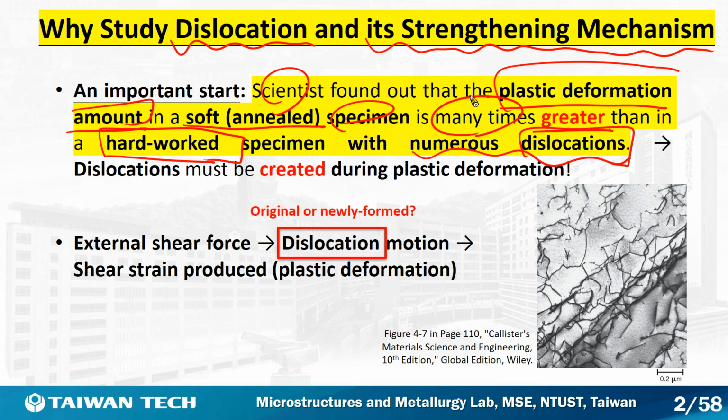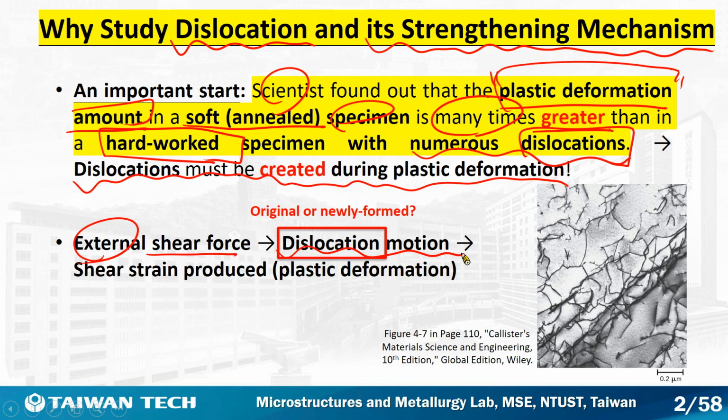And during the process of plastic deformations, dislocations must be created during the process. So first, let's imagine during the plastic deformations, we know that it must be the shear stress or shear force that can cause the dislocation motions, as we learned about in the previous chapter. So first, we will have external stress, and this would be the shear stress. And this shear stress will cause dislocation motion.